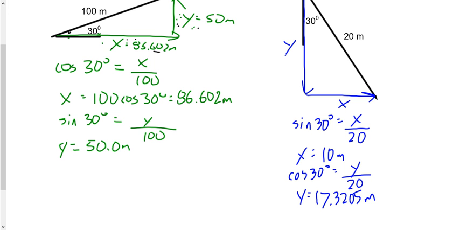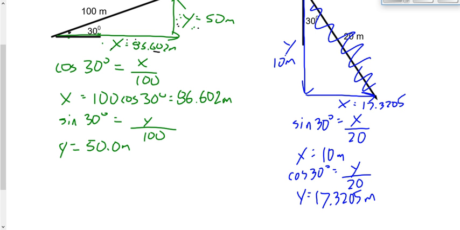So remember, y is, well, that's 10 meters. X is 17.3205. As far as we're concerned, 20 meters is gone now. I've got two straight, easy vectors to deal with on the x-axis and the y-axis, and the 20 meters is gone.